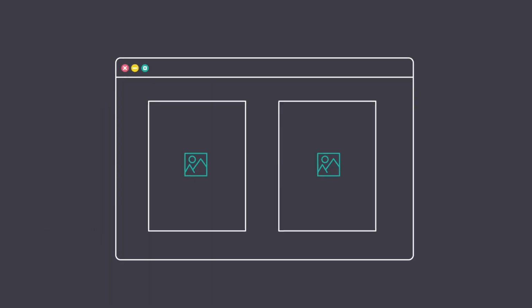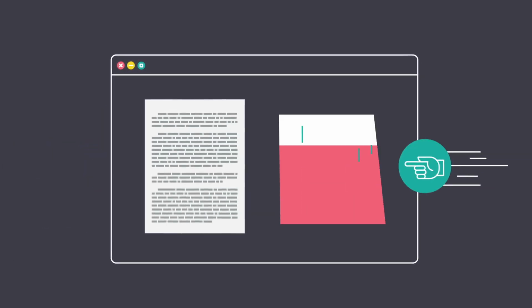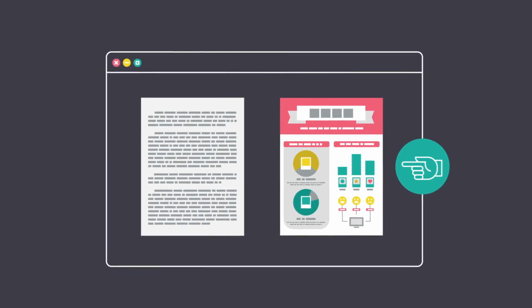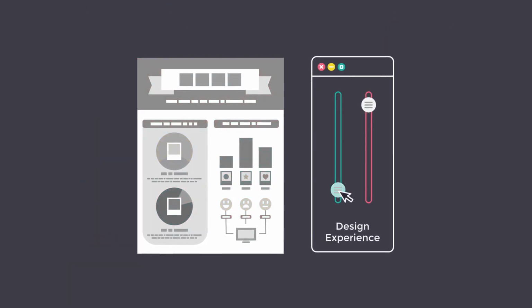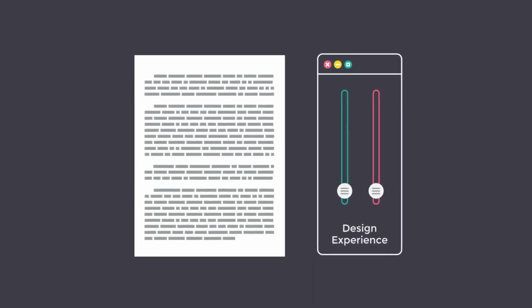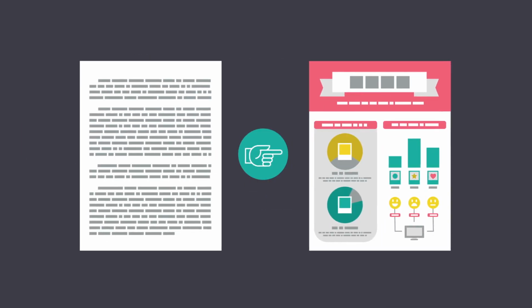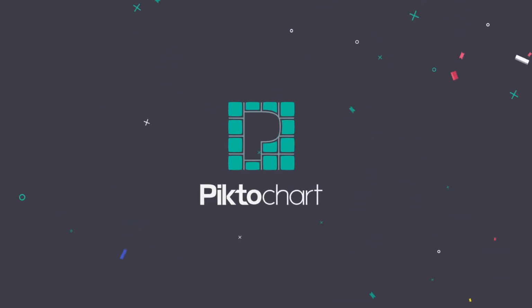Which grabs your attention more? A giant block of text or a colorful, smartly arranged visual? Obviously the visual, right? But if you're trying to create engaging communication with no design experience, how do you turn this into this? Easy, with Piktochart.